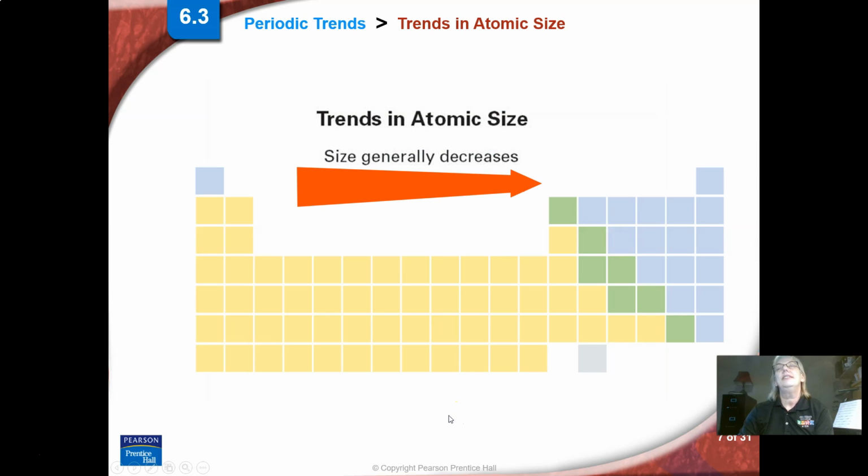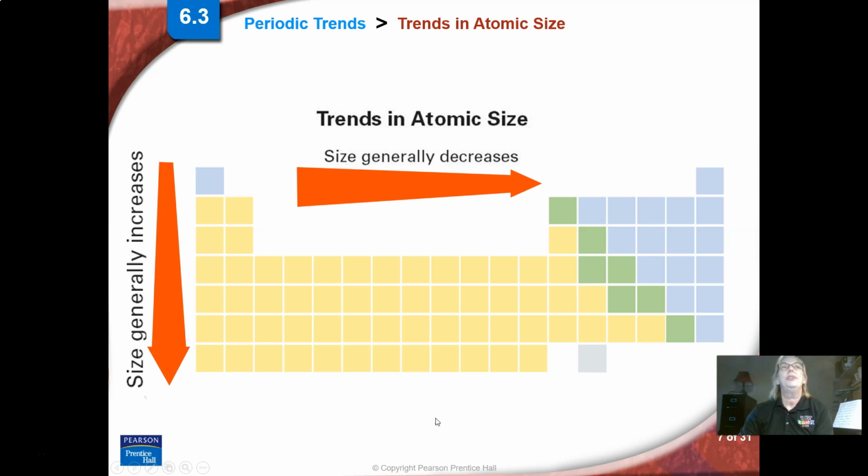So let's look at this trend. These charts like this are really important. So size gets smaller as you go across, and size gets bigger as you go down. And we'll talk about the why of that in another time, but we need to know what these trends are first.